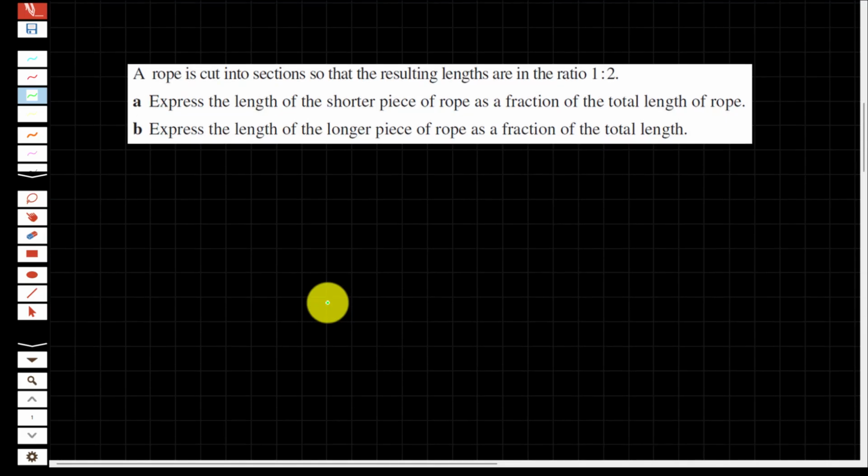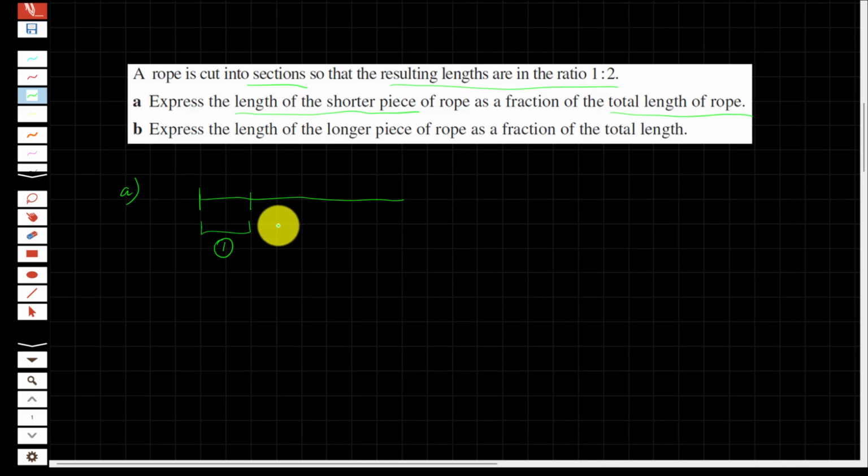Here we have another question. A rope is cut into sections so that the resulting lengths are at a ratio of 1 to 2. So the second bit of rope is twice as long as the first. In part A we're asked to express the length of the shorter piece of rope as a fraction of the total length of rope. Now I'm just drawing the bit of rope here just as an example. We have the first part and the second part of the rope, which is twice as long as the first.